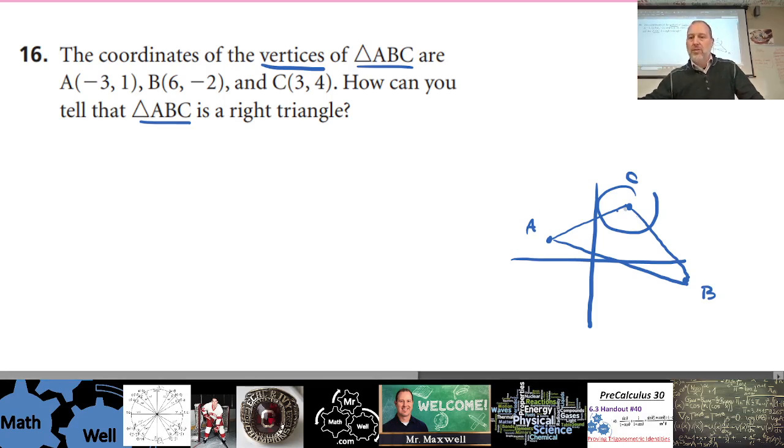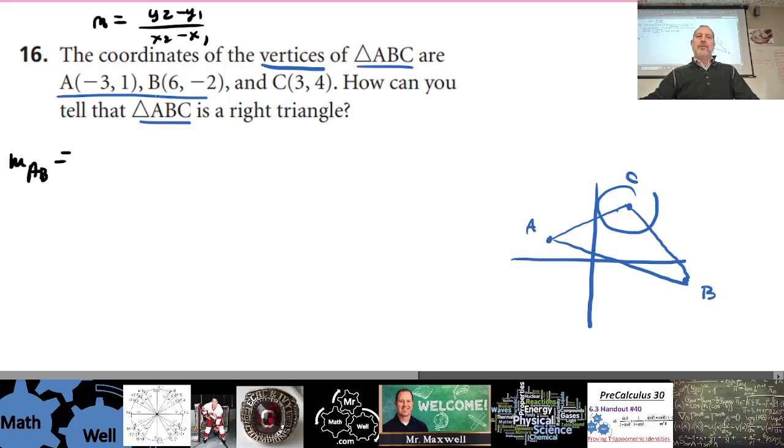So are two of these lines perpendicular to each other? Now, I don't know if it's C or not. I'm just guessing by my little rough sketch here. I think it is C, the one we're looking at. But let's find the slope of all of them to check. So the slope of AB. Remember that little formula: M equals Y2 minus Y1 over X2 minus X1.